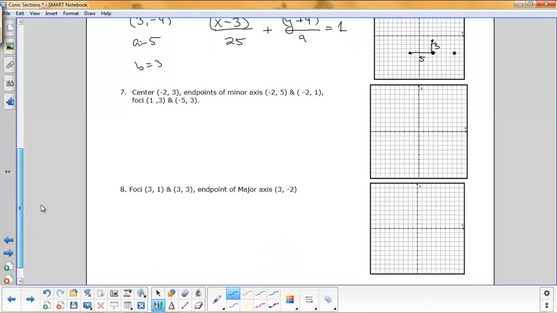Number 7, yet again another one where I've just given all my critical values. I can determine what my answer is going to be. Center located at negative 2, positive 3. Endpoints are located here, and here. And this time I've been given my foci, not my major points. So I have to do a little bit of work on this one.